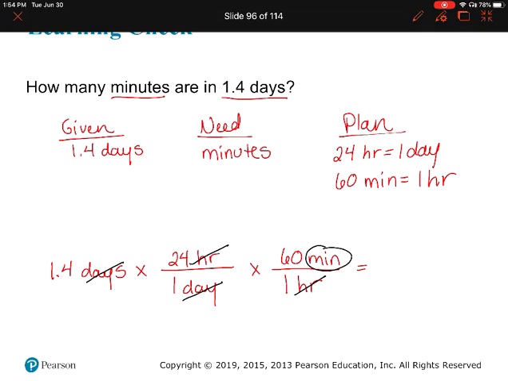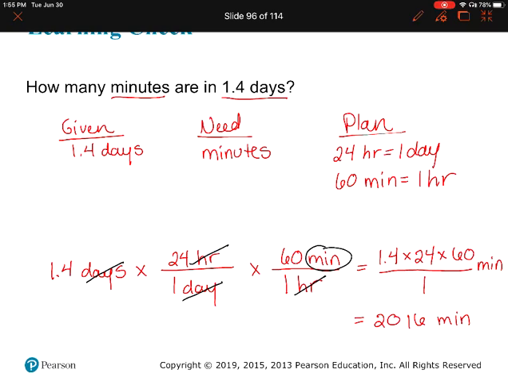Okay, so let's simplify what we wrote out. So in the numerator, we have 1.4 times 24 times 60. And in the denominator, we just have 1 times 1, which is 1. And then our final unit is minutes. Okay, so let's plug this into our calculator. Let's see, so 1.4 times 24 times 60. All right, so that's 2,016 minutes.